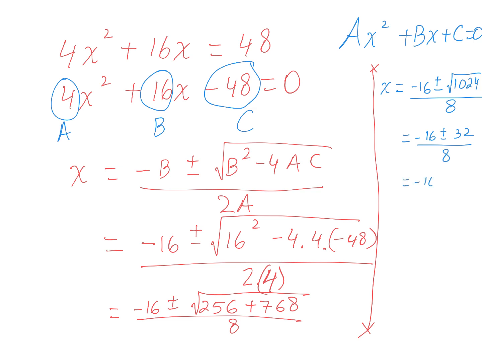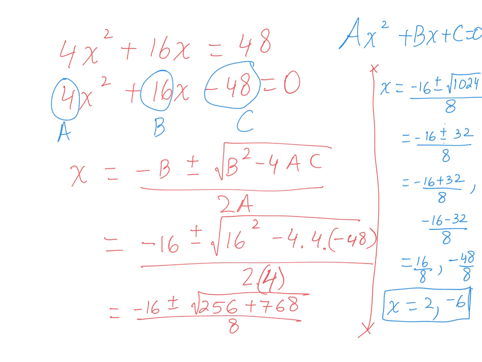Then we'll take each solution. Take the positive part, this, and then we'll also take the negative part. So negative 16 plus 32 is 16 divided by 8, and negative 16 minus 32 is negative 48 divided by 8. 2 and negative 6. These are our solutions. And this is how you would work your solution.